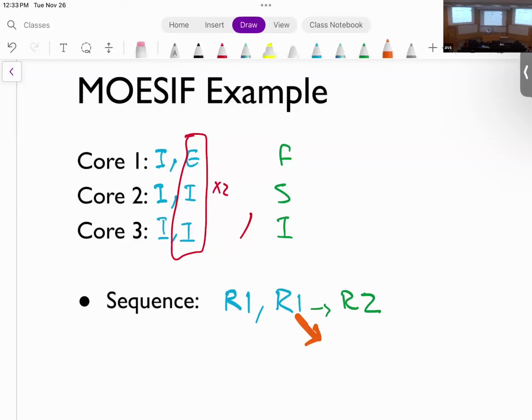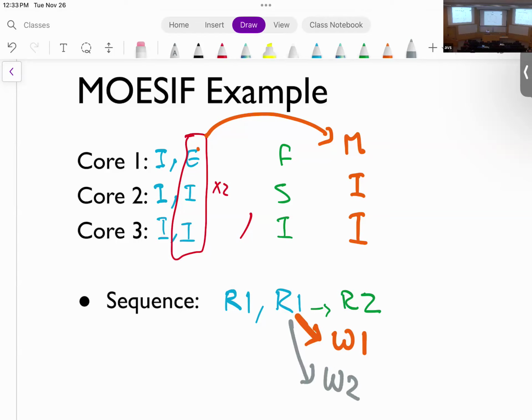And then let's say, for example, we will have write 1. What should we do now? So from here, if we have write 1, what do we do? Yeah. MII. The only thing is that from E to M, this is silent, so you don't broadcast this, right? And then let's go with another example. Let's say we have W2, then what should we do?